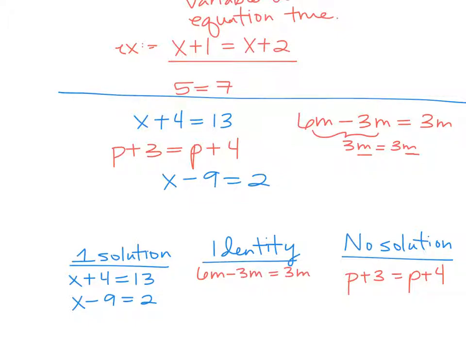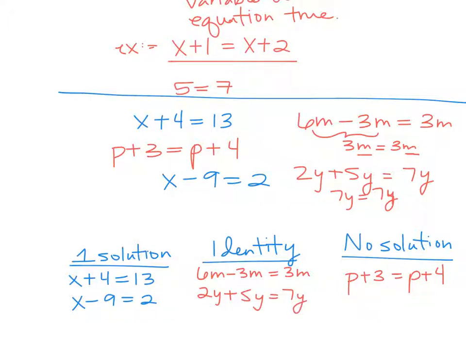What if I did 2y plus 5y equals 7y? That'd be identity, because again, you'd get 7y equals 7y. If it says the same thing on both sides, it's an identity. So 2y plus 5y equals 7y would be an identity.